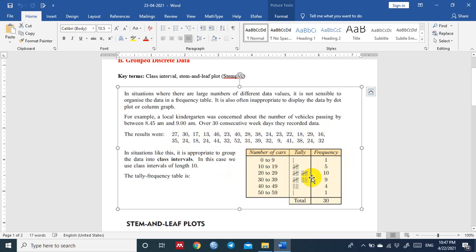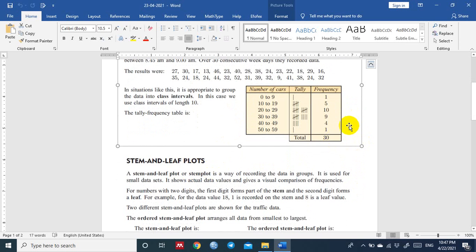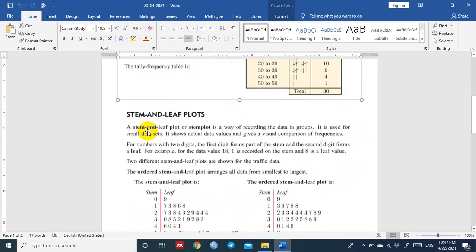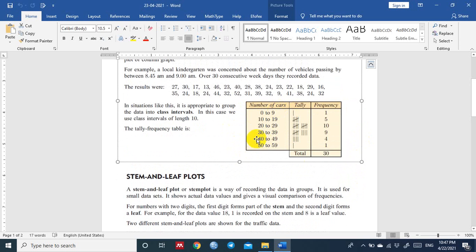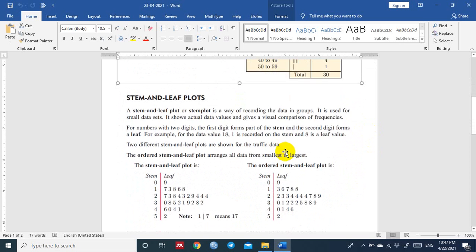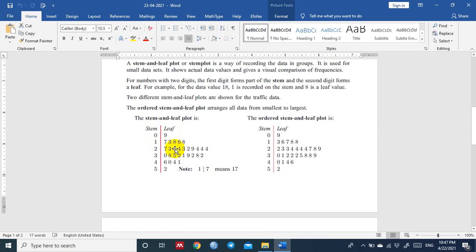And so on. If you count the frequency, it should be something like the number here. Okay, so this is called the group discrete data. Group discrete data, you can see something like this. And in other words, you can use stem and leaf plot in order to display this data, for example here, stem and leaf.